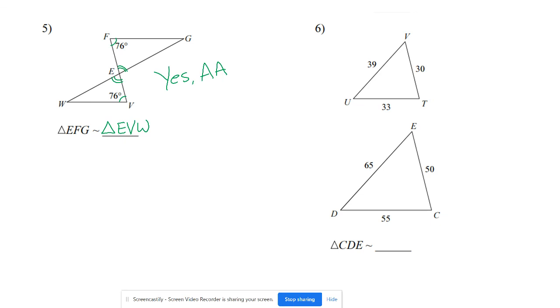Last one. Because I have no information about the angles, it's going to have to be side, side, side. So what I would do is I would set up my fractions. So I'm going to match up 30 and 50, the two smaller sides. 33 and 55. And 39 and 65.